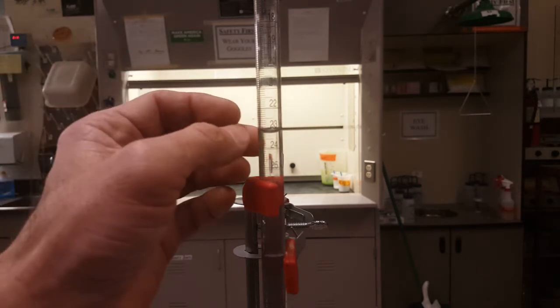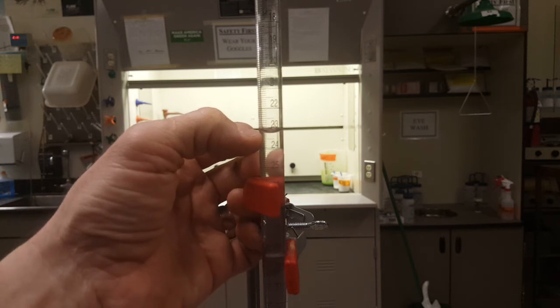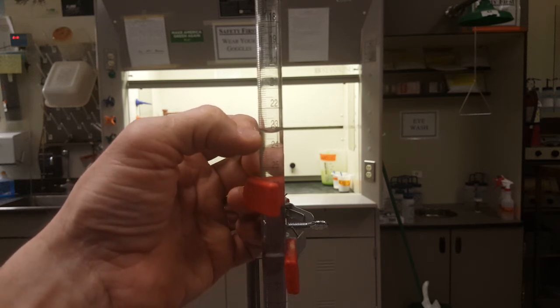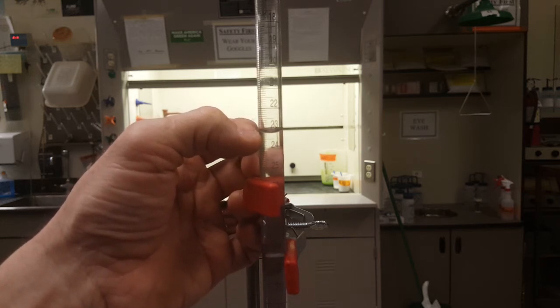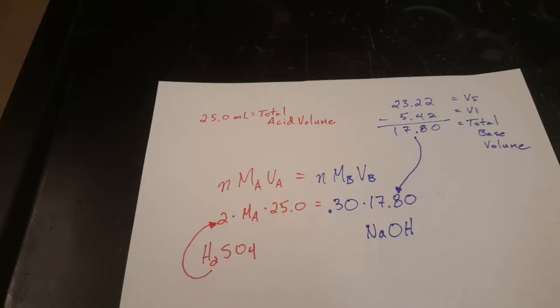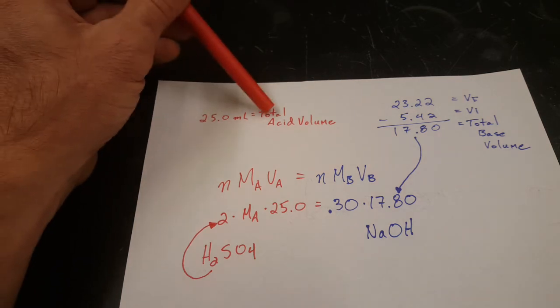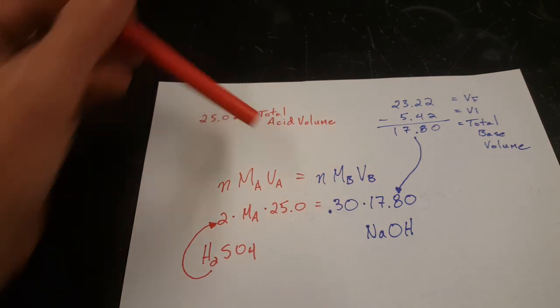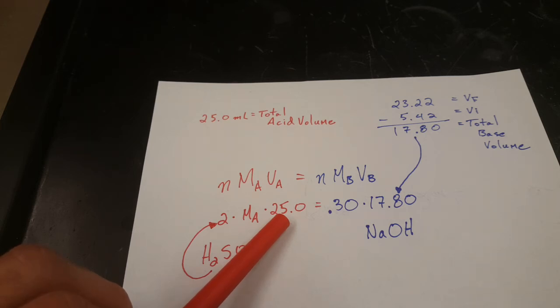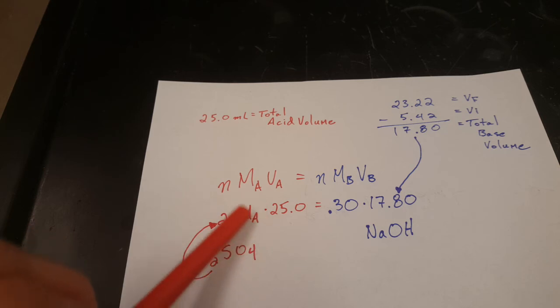Now you need to get your final volume measurement. So here I am at 23.22, and that's my final base volume. All right, this is as hard as titrations are going to get for you guys. We have our 25 milliliters of total acid volume, which is right here. You have an unknown molarity of your acid. That's what a titration is. We're trying to find that out.